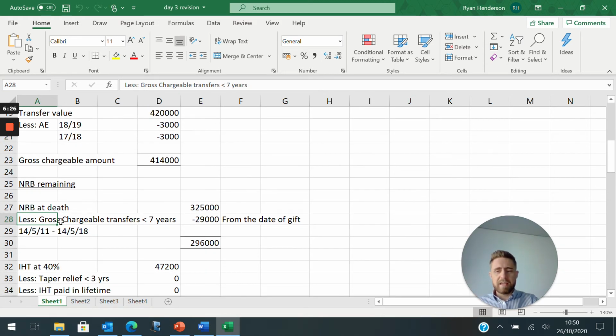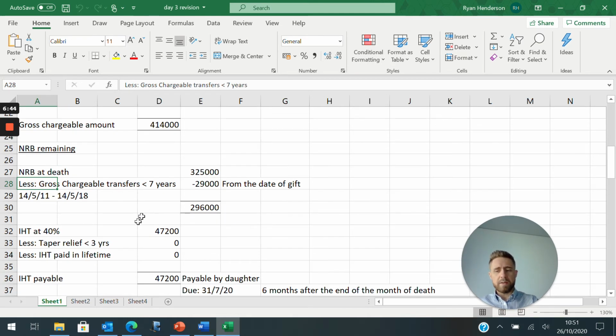So as you can see here, we're going back from the 14th of May 2018, which is the date of gift, back 7 years to May 2011. And what this has then done has brought in that CLT, which is no longer chargeable, but it has used up, of course, some available nil rate band. You'll calculate IHT, check for any taper relief.